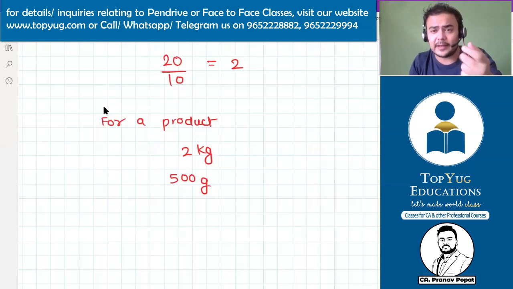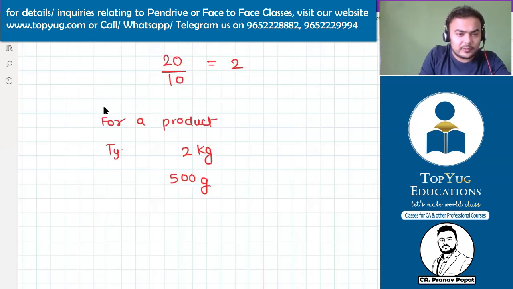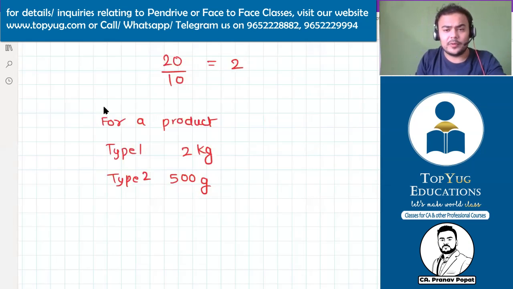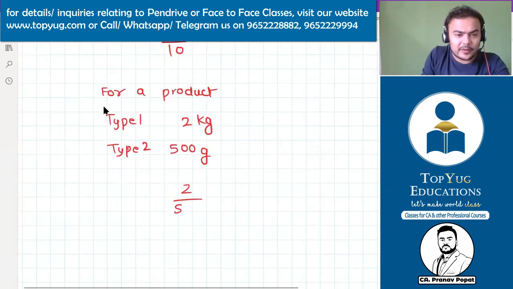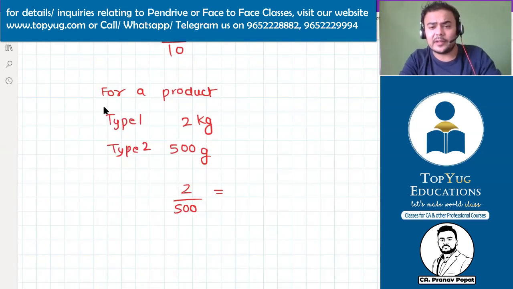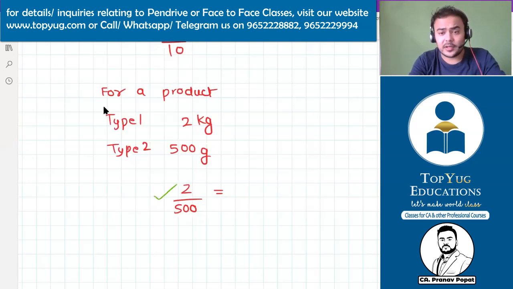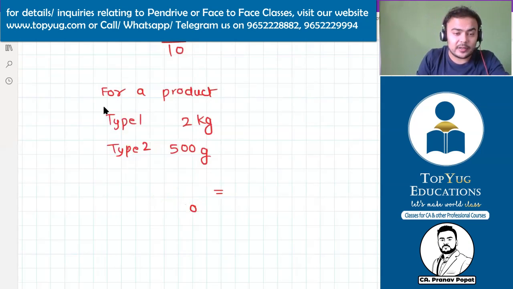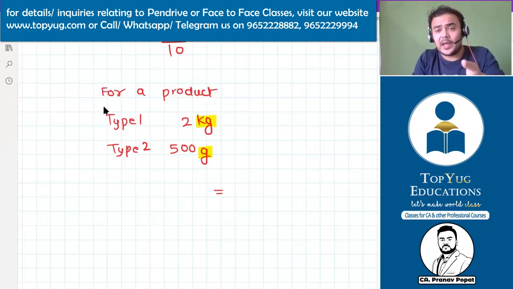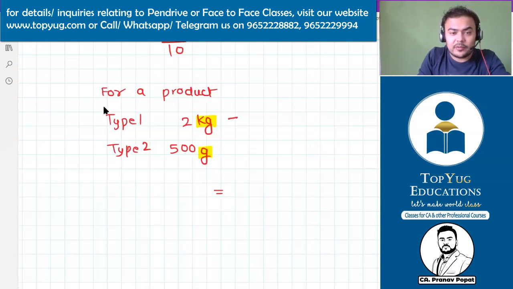Now if I ask you, what is the ratio between these two packagings? What is the ratio of their weight between the packagings? Type 1, type 2. What is the ratio from type 1 to type 2? Then you will say, the ratio is simply 2 kg upon 500 gram. Is it correct? 2 upon 500. Is this ratio correct? No, sir. You are comparing the things, but comparison should always have the same unit. What is the problem with this? Sir, one of the units is in kg, the other unit is in gram. So to make the ratio, what do you need? We need to make them equivalent to the same units.